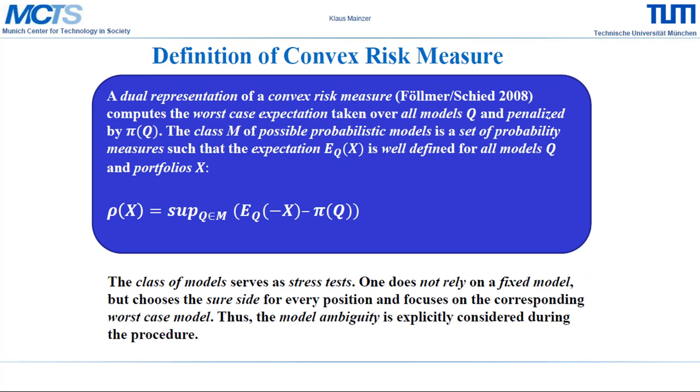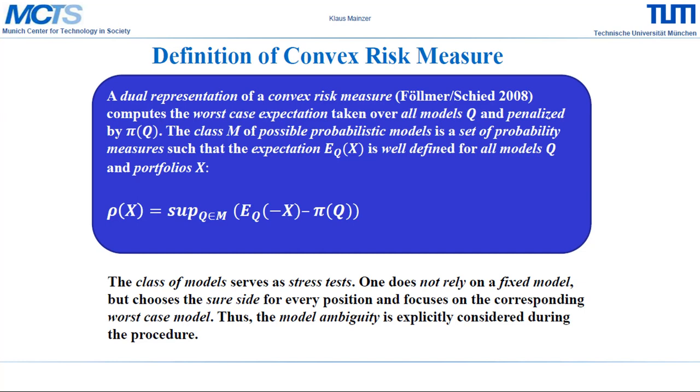That was suggested by Föllmer and Schied in 2008. By the way, that was exactly the year of the last financial crisis. And this concept starts with a dual representation of a convex risk measure, which computes the worst-case expectation taken over all models. That means the concept is not restricted to a certain risk measure, like, for example, the value at risk, but the whole class of possible probabilistic models is a set of probability measures such that the expectation of a model with respect to a portfolio is well defined for all models and portfolios.